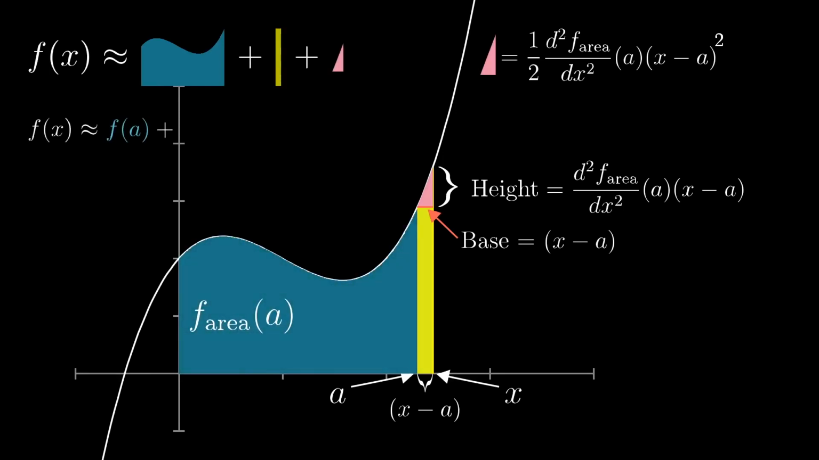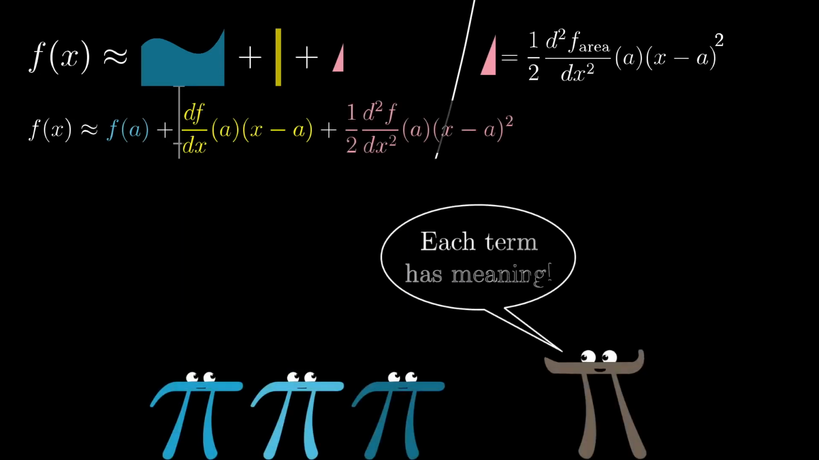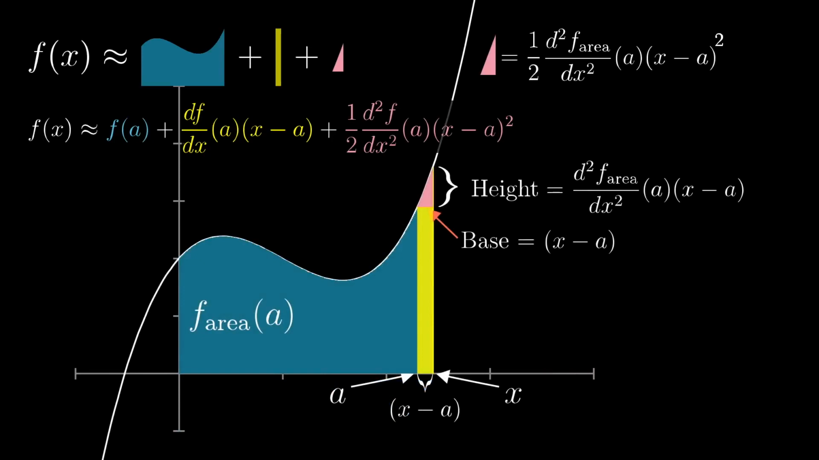Well, you have to include all that area up to a, f of a, plus the area of this rectangle here, which is the first derivative times x minus a, plus the area of that little triangle, which is 1/2 times the second derivative times x minus a squared. I really like this, because even though it looks a bit messy all written out, each one of the terms has a very clear meaning that you can just point to on the diagram.